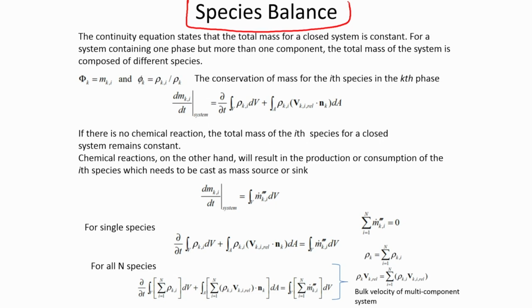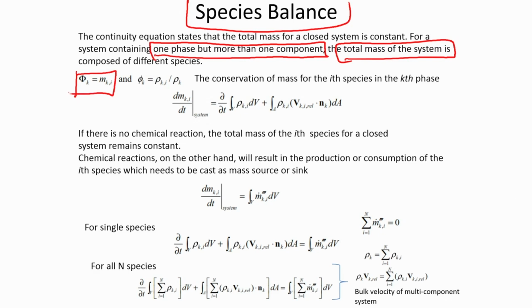So, if the system contains one phase and more than one component, that is how we start, a single phase multi component system, the total mass of the system is composed of multiple species, because it may be air, nitrogen, CO2, there may be thousands of species present. There is no limitation as to the total number of species that can be there. Here the phi_k that we define is basically nothing but the mass of the ith species in the kth phase. So, this mass m_ki is the mass of the ith species in the kth phase.